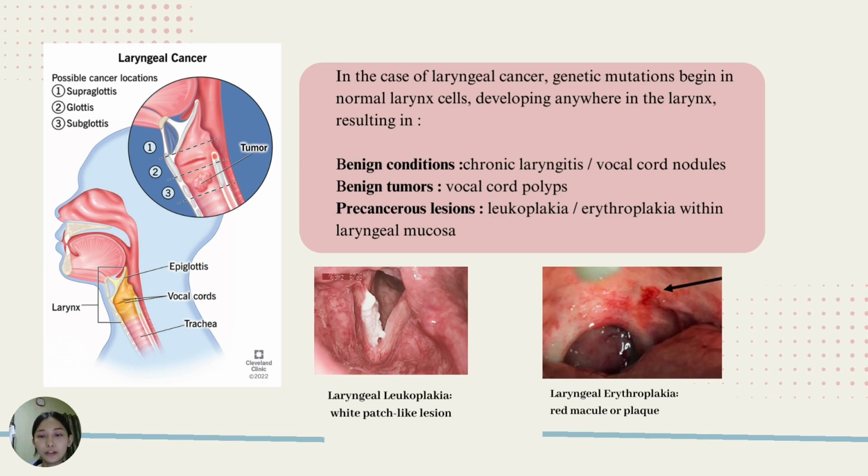Once the tumor is formed, it has the potential to metastasize to distant parts of our body, such as the lungs, liver, and bones, via the lymphatic system and blood circulation, and it will cause a lot of complications.